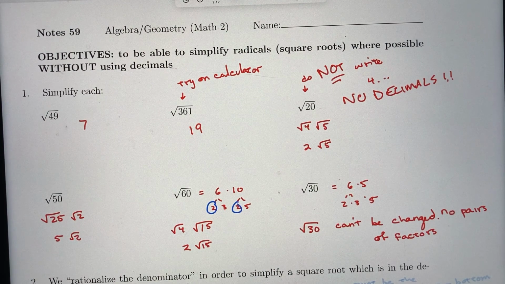If there's no pairs of prime factors, if you've broken it down as far as it'll go and there's no pairs of factors, that's it.